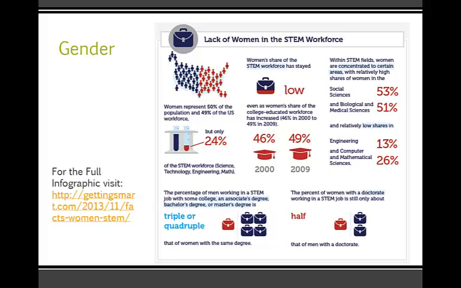We want to see active images of both males and females doing science, and we want it to be that the representations are equal. It's not like boys are always doing one type of thing and girls are always doing another. I think that textbook companies have gotten a lot better about balancing these types of things, but that's an important thing to look for.